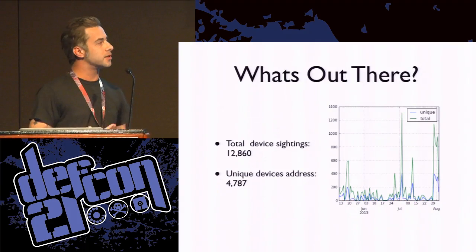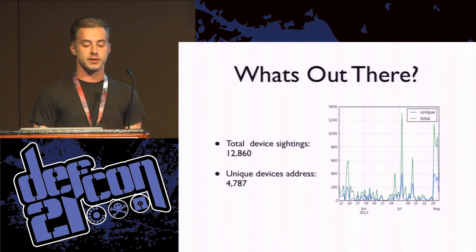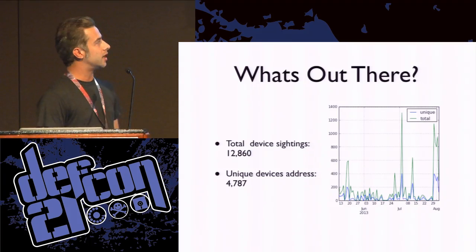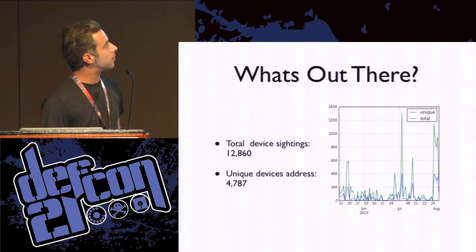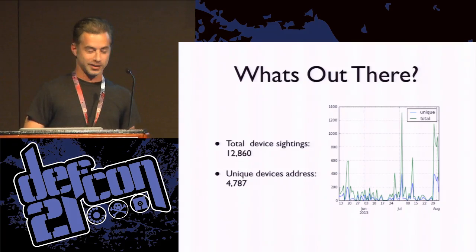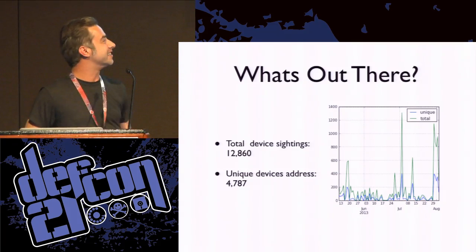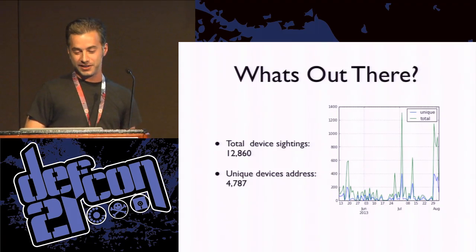So the database right now currently has over 12,000 sightings and around 5,000 actual unique devices. This is my collection over time for the last couple months. As you can see, Vegas was pretty lucrative. It would be the last couple days at the end of the time series here.